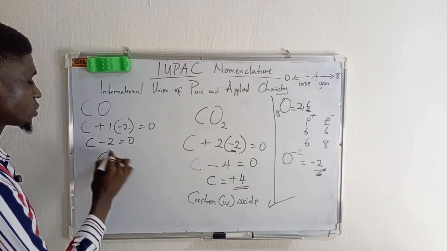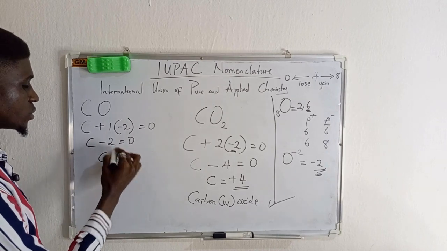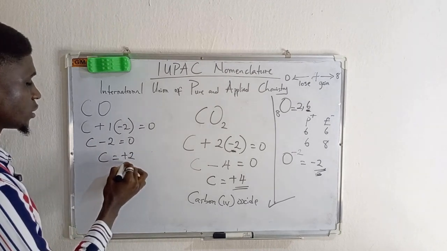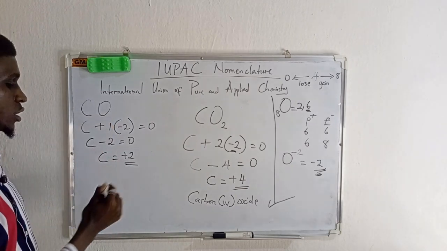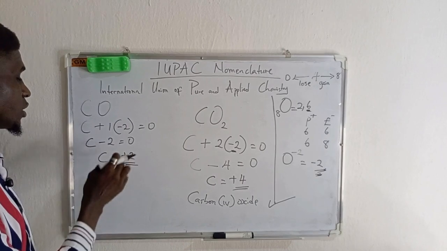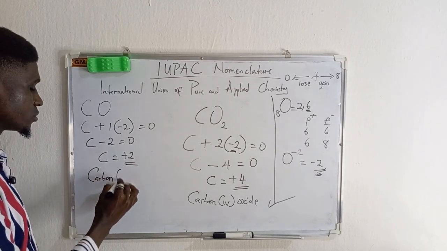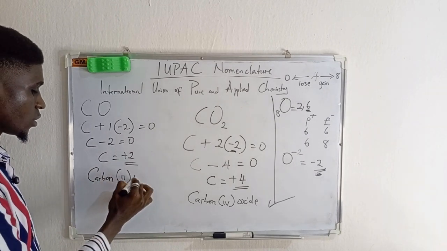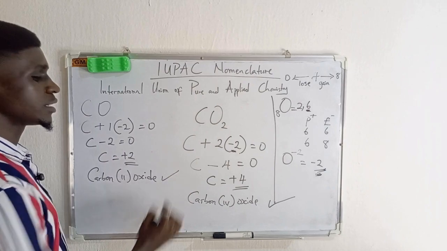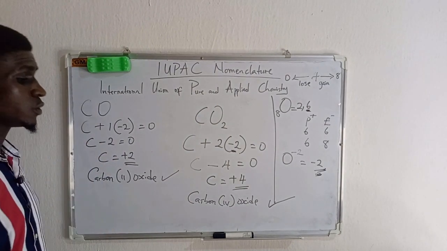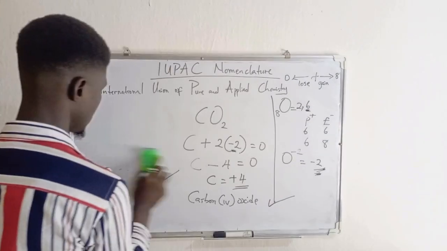So C is equal to, when this crosses over to the other side, the minus will change to what? Plus. So we have what? +2. In other words, the oxidation number of carbon in CO is what? +2. Then we name this compound as what? Carbon 2 oxide. This is the IUPAC name for this compound CO. Alright, so we are going to see further examples.